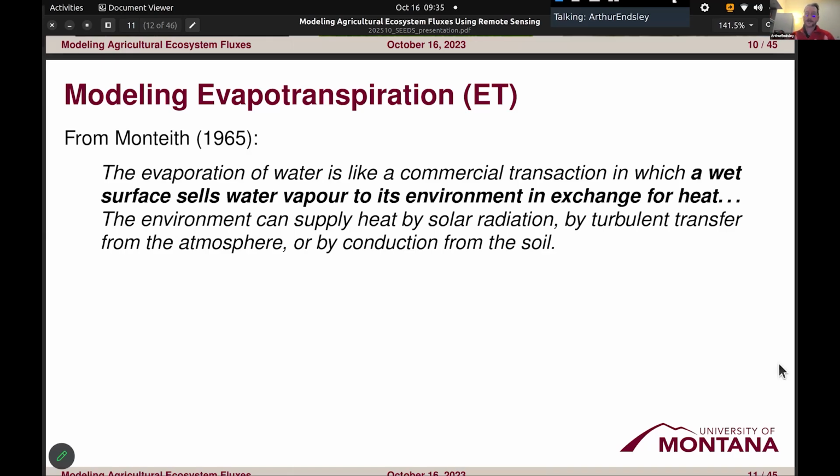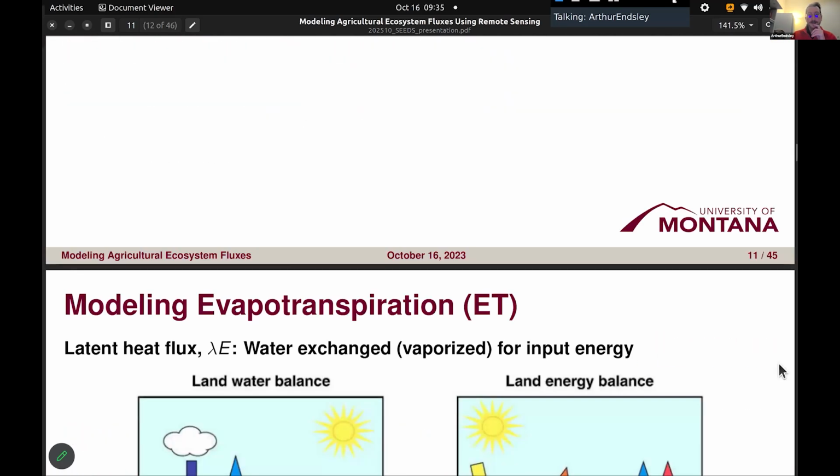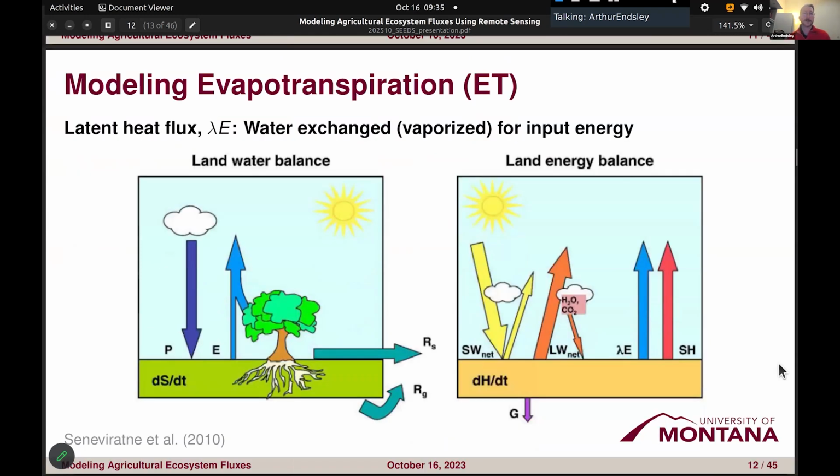ET is like a commercial transaction in which a wet surface sells water vapor to the environment in exchange for heat. The environment supplies that heat by solar radiation, by turbulent transfer of heat from the atmosphere, or by conduction from the soil. And indeed, that is what we're talking about when we're talking about evapotranspiration. We're talking about a latent flux of heat, or lambda E.